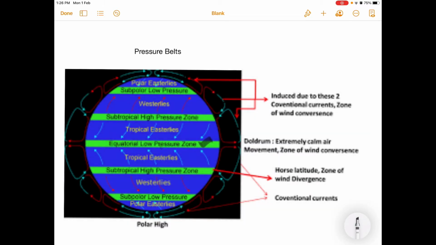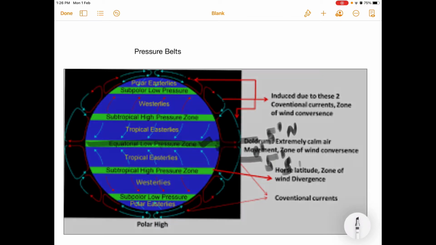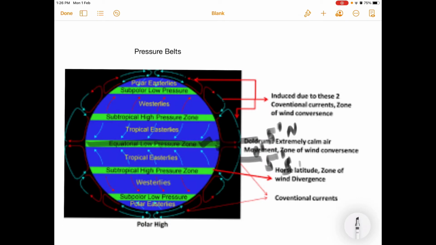Now, the question arises why it is known as the equatorial low pressure belt. Children, first we should know the extent of the equatorial low pressure belt. It is from the equator, that is from 0 degree to 5 degree north and 5 degree south of the equator. That is the extent of this equatorial low pressure belt. So, children, we all know the equator divides the earth into two equal halves. The northern part is known as the northern hemisphere and the southern part is the southern hemisphere.